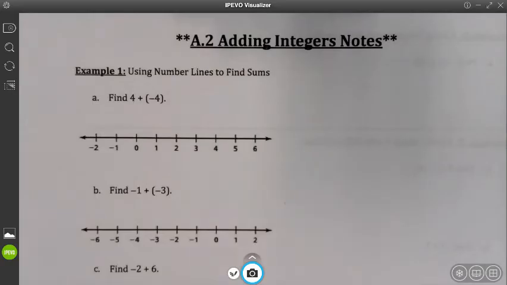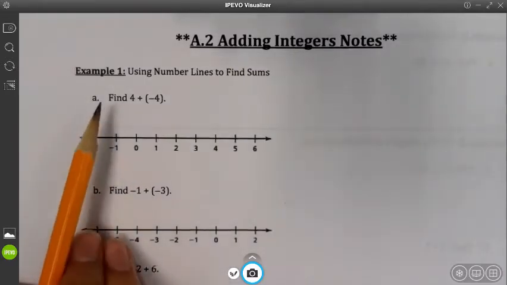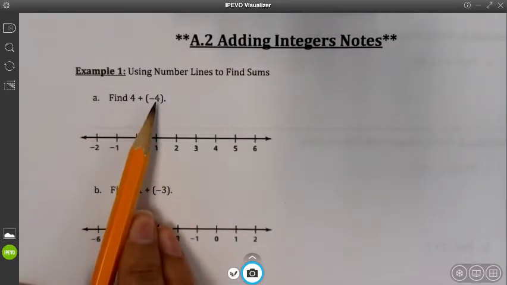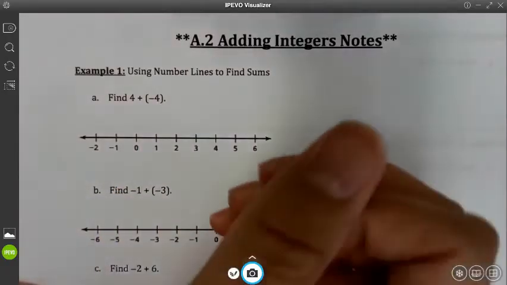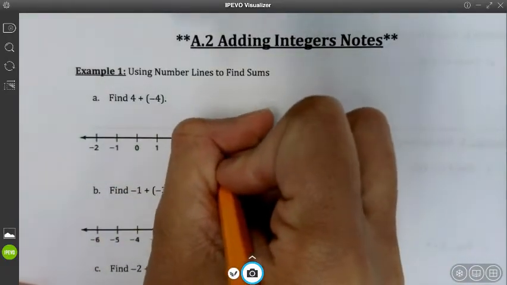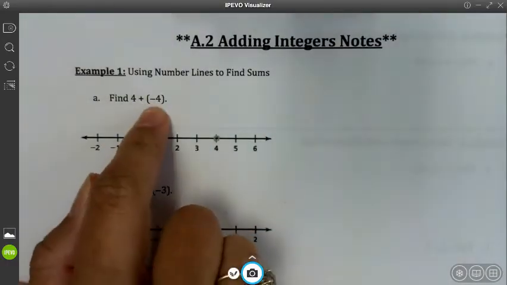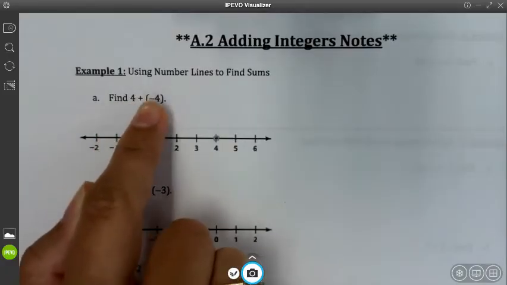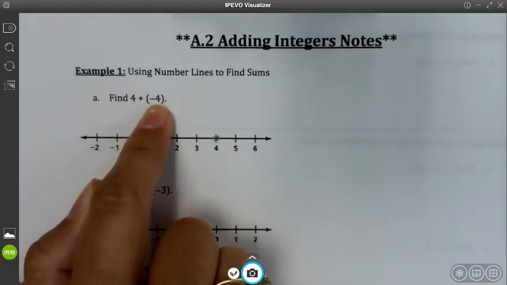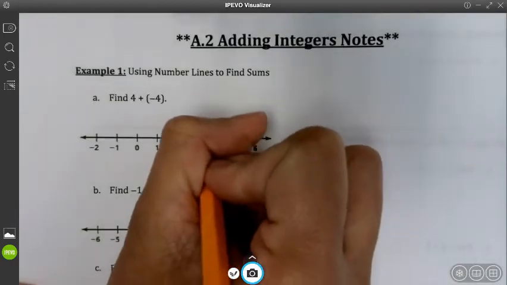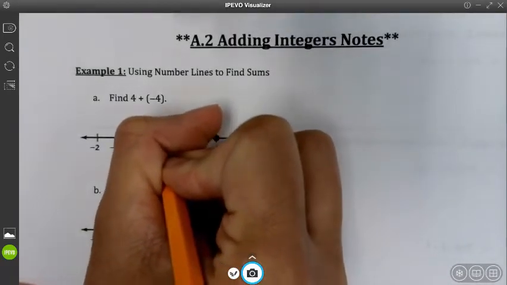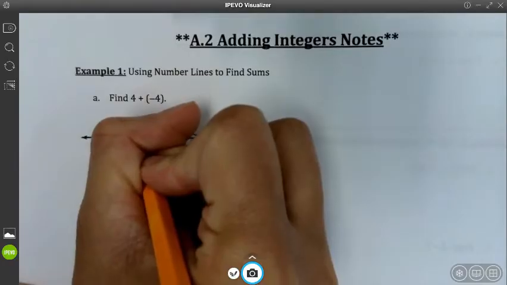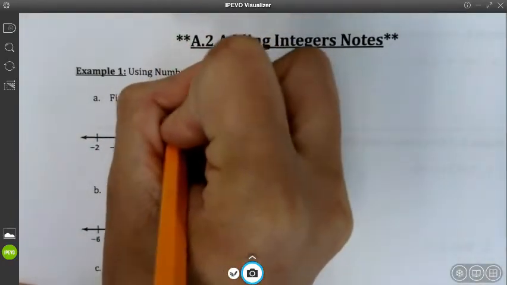And I want you to think of negative numbers as going to the left on a number line, or taking away, or subtracting. So here, find 4 plus negative 4. So we are going to start at positive 4, and we are going to the left, negative 4. So we're going to add in, moving to the left, 4. So that will mean 1, 2, 3, 4, and we land at 0.